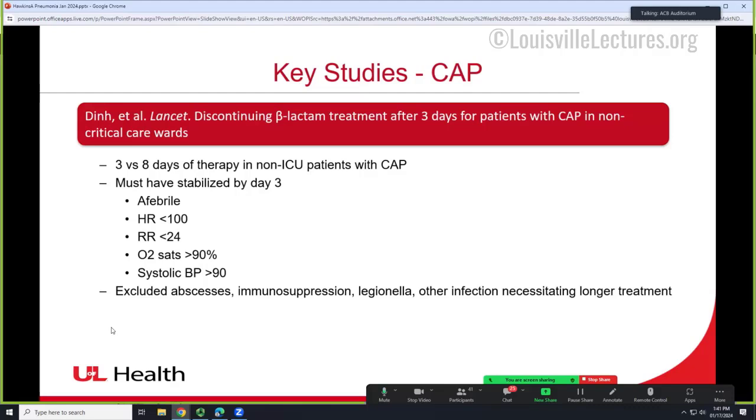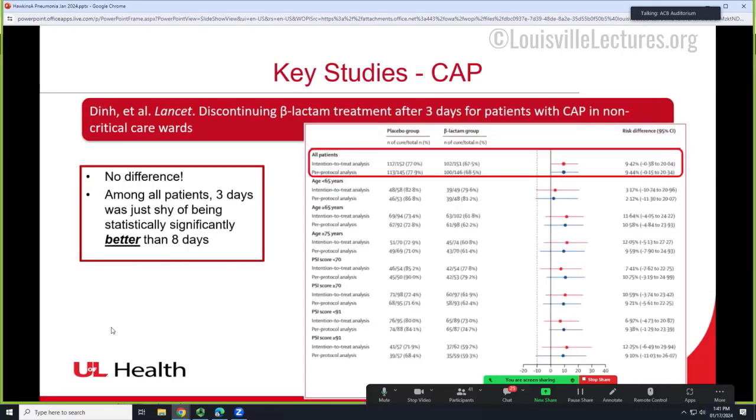Again, you had to have stabilized at day 3 to have stopped therapy, and you had to have no reason to need continued therapy. What they found overall was that there was no difference, right? So if you look at their intention to treat analysis, you look down this forest plot, there's no difference of outcomes in this. However, if you look at the intention to treat in all patients, it was just shy of being better than the longer duration of therapy.